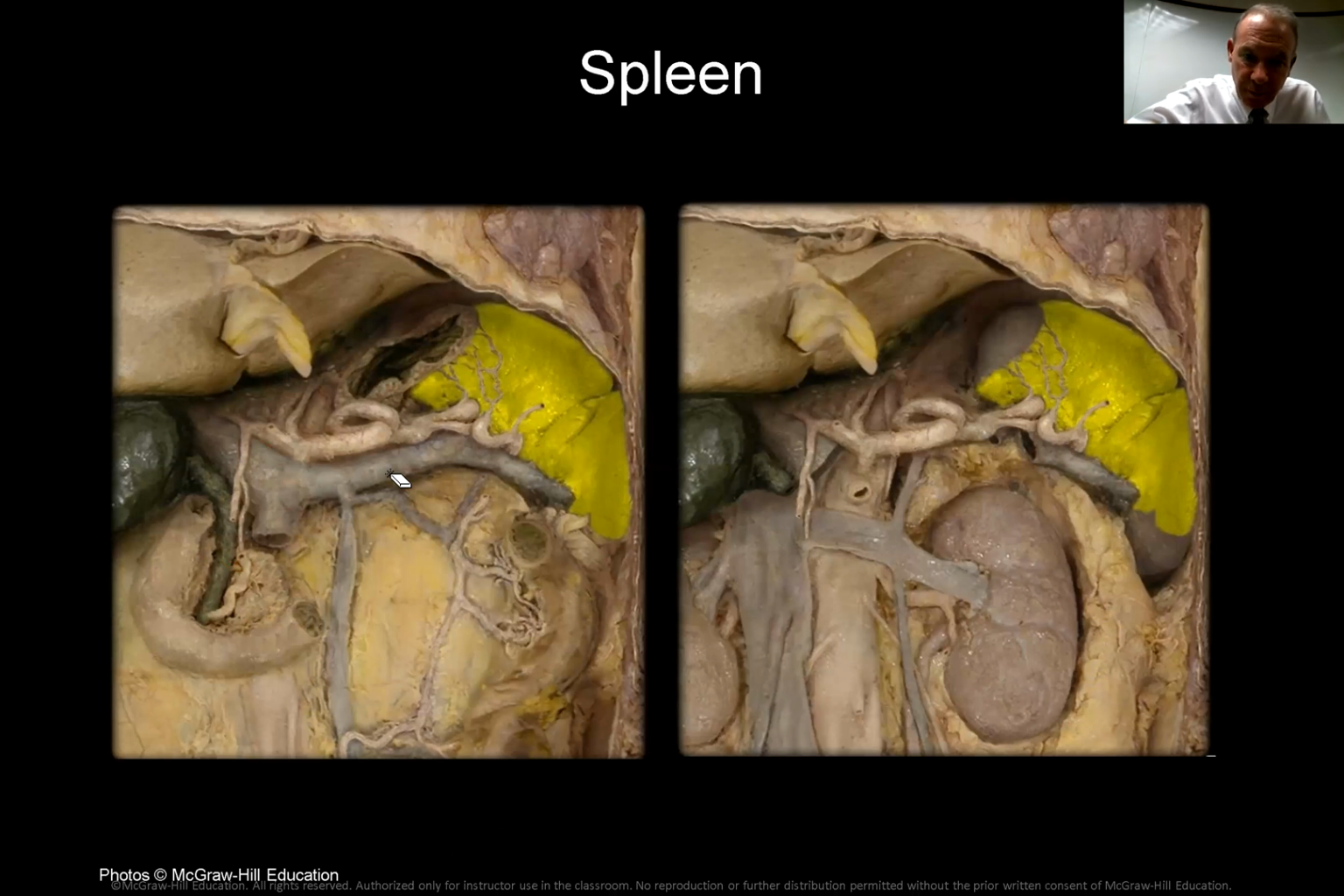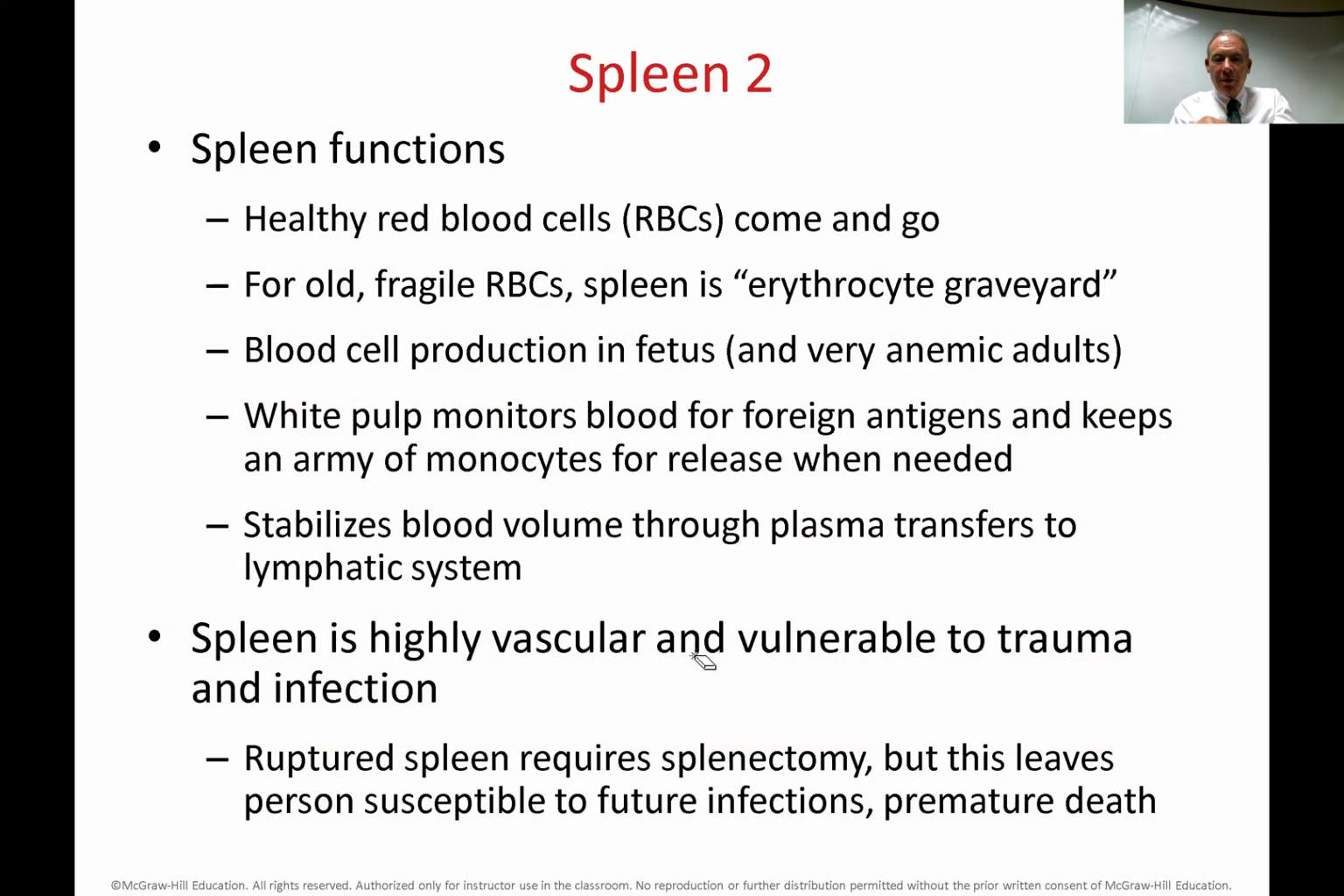So here is the liver. Here is the right kidney. Here's the left kidney. Here's the gallbladder underneath the liver. And this guy right here is the spleen. So spleen, left upper quadrant, largest lymphatic tissue organ in the body.